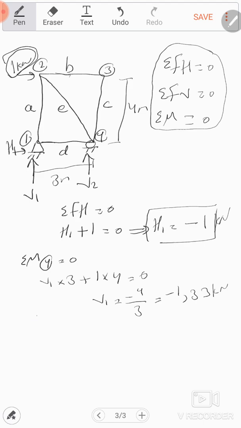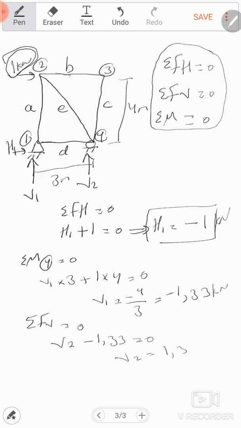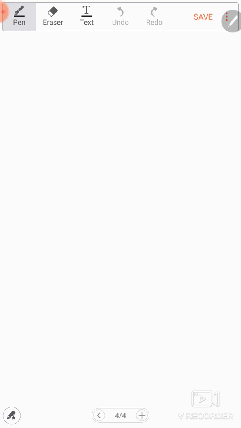Okay, then summation FV equals 0. V2 minus 1.33 equals 0. So V2 equals 1.33 kilonewton. So I find the values of the reaction forces. Next slide, we go to how we can solve the internal forces, because first you should find the reactions and then go to find the internal forces.